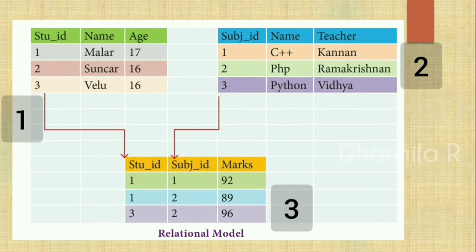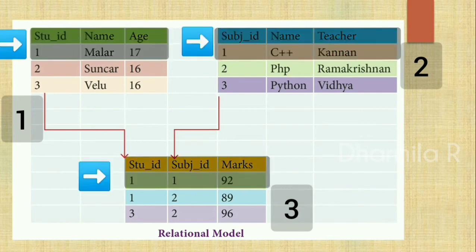Now if you want to know who is ID 1 and which subject is marked as ID 1, you have to read table 1 and table 2 to get the details. This is how it is related. Now let's see who is ID 1.